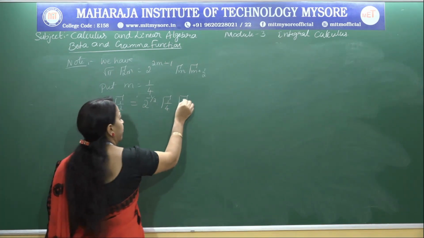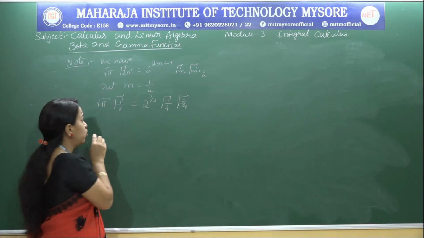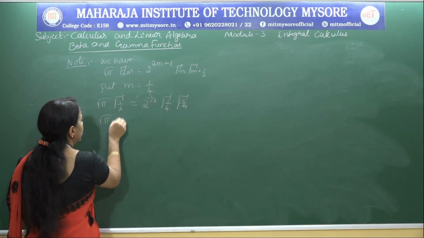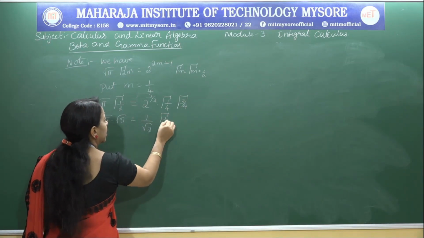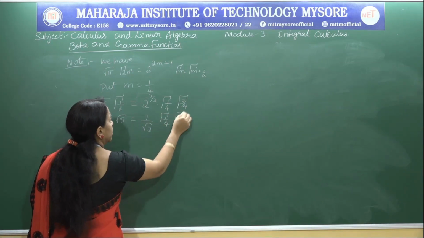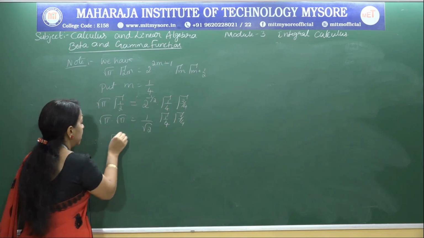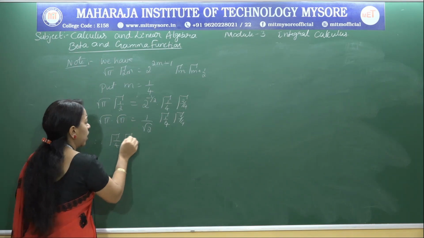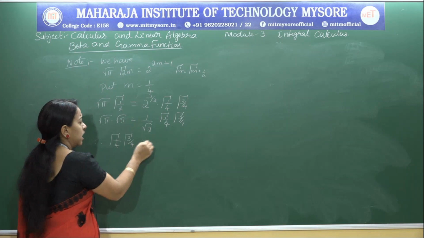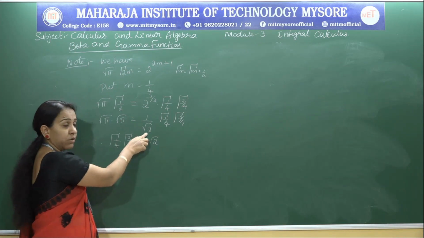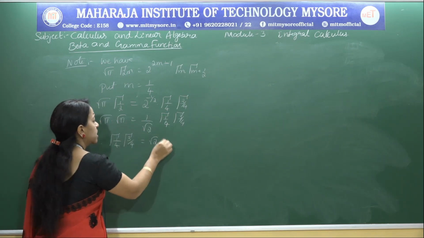So we know gamma half result, that is root pi. So we have root pi into root pi is 1 by root 2 into gamma 1 by 4 into gamma 3 by 4. Therefore, we have the standard result like this. Whenever we have gamma 1 by 4 into gamma 3 by 4, I can write this as root 2 into, this value gets cross multiplied here, and root pi into root pi is pi.